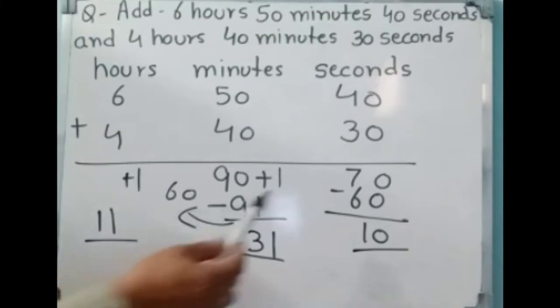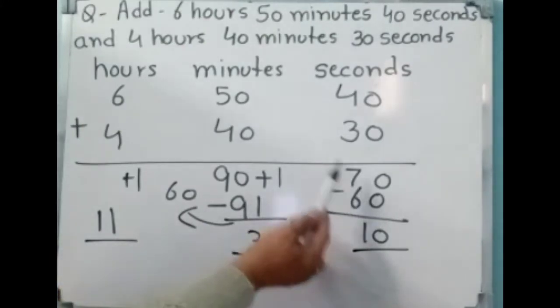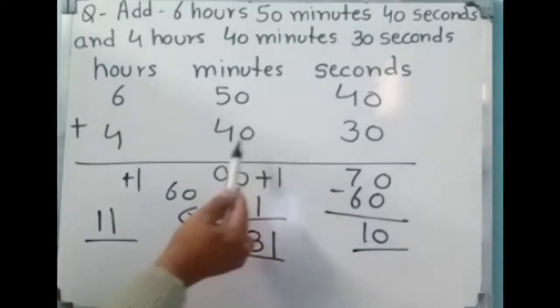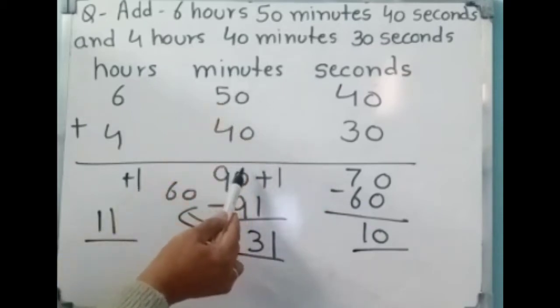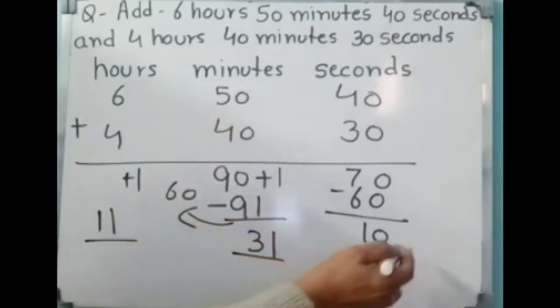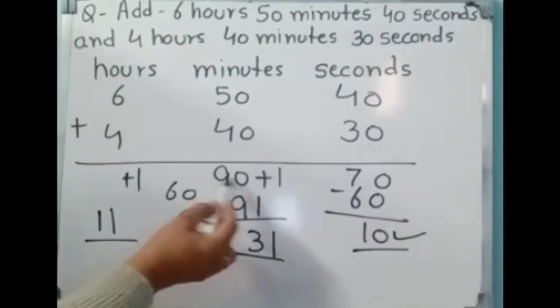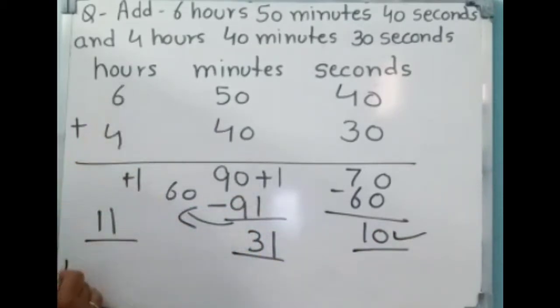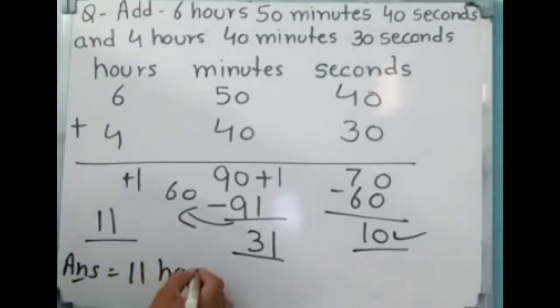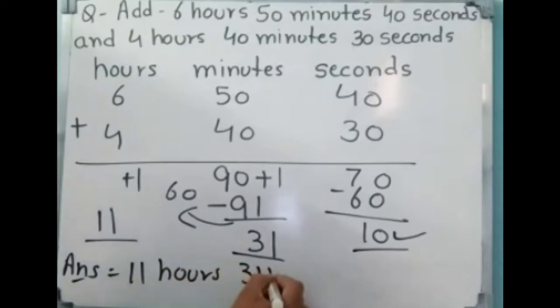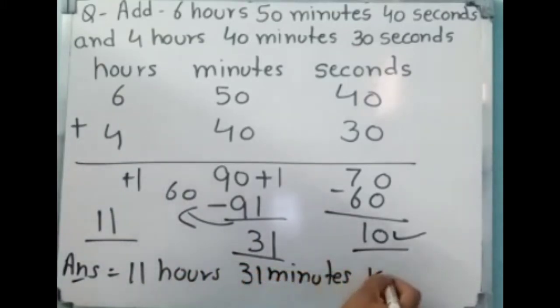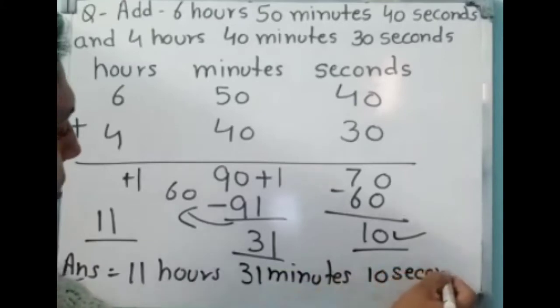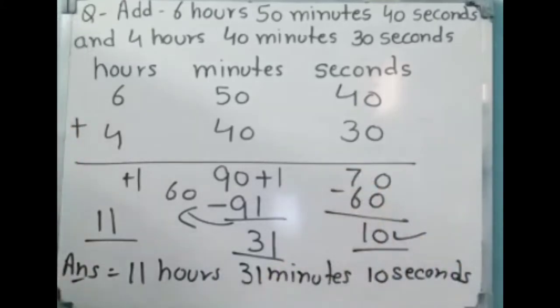Whenever we have more than 60, you give 60 seconds here and add 1 minute here. So here 10 seconds is left. Here we have 91 minutes, so give 60 here. Here we have 11 hours. So what is the answer? The answer is 11 hours, 31 minutes, 10 seconds. You all know, but you have to show this in your exam.